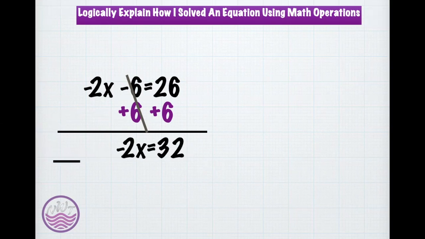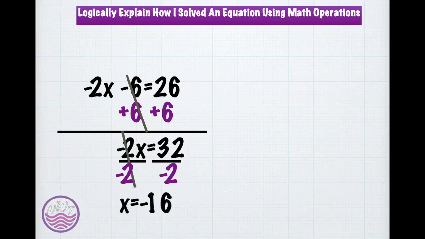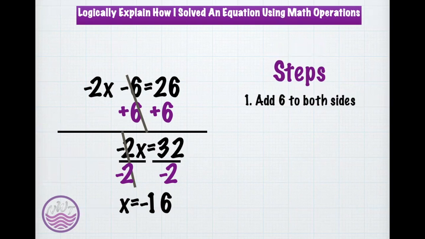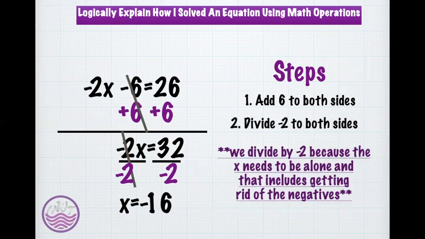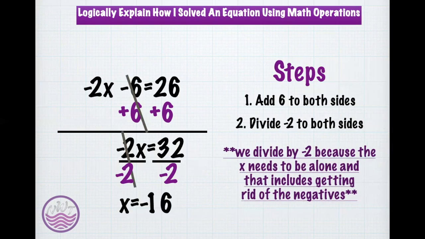I need to get rid of that negative 2x by dividing negative 2 to both sides. Those are going to cancel out, and I'm going to be left with x equals negative 16. So this is a basic two-step equation. So if I'm being asked to explain my steps using math operations, I'm going to be specific. So going into that, I added 6 to both sides, and I divided negative 2 to both sides. So those are my two steps.